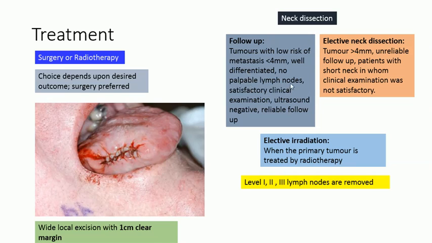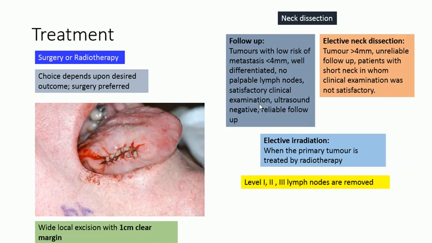If there are no palpable lymph nodes on clinical examination, and a satisfactory clinical examination has been performed and everything looks fine, and the ultrasound you have done is also negative, then you can say okay, it looks like a low risk situation, so we can go ahead with follow-up rather than a neck dissection. You don't want to remove lymph nodes.